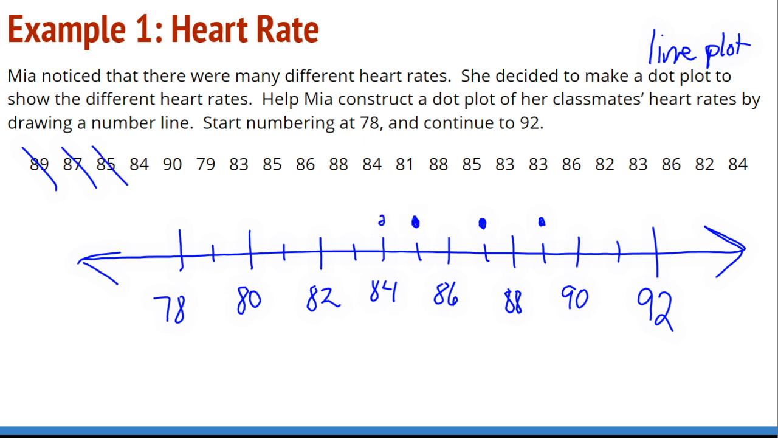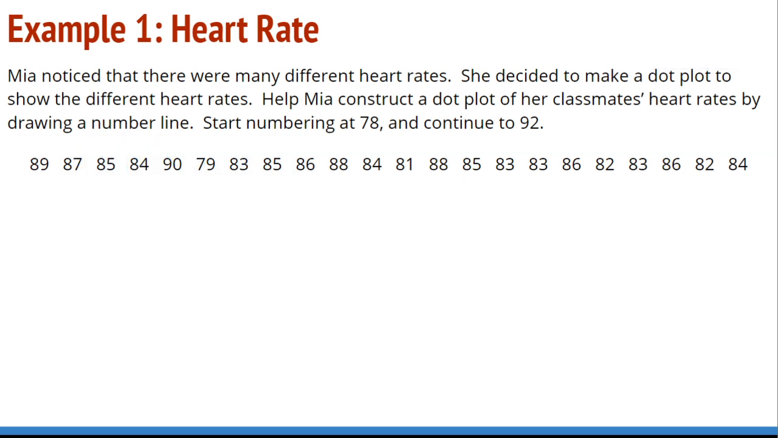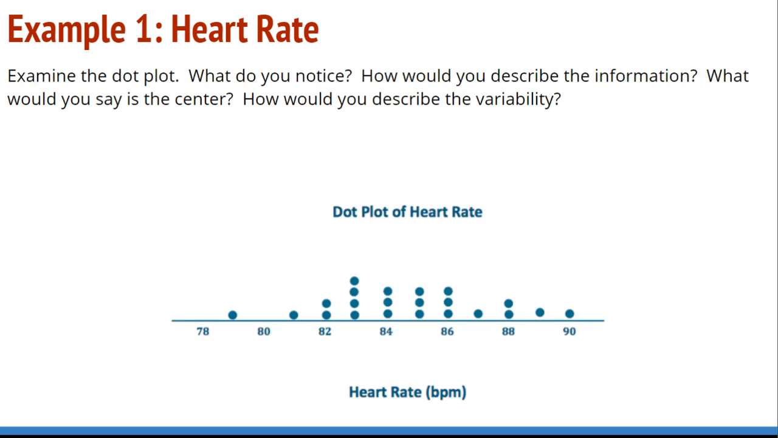I'd find 84 and I'd put a dot. I'd find 90 and put a dot. I'd find 79 and put a dot. I'd find 83 and put a dot. I'd find 85 again, and I'd put a second dot above it. I've had 85 twice, so I've got 2 dots above it. And I would continue this for all of the data points. Now, to move this lesson along, I'm going to go to the next slide where you can see a finished dot plot.